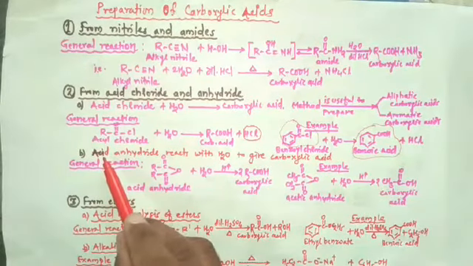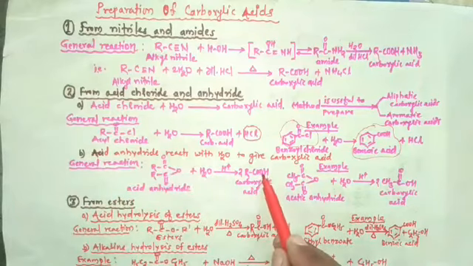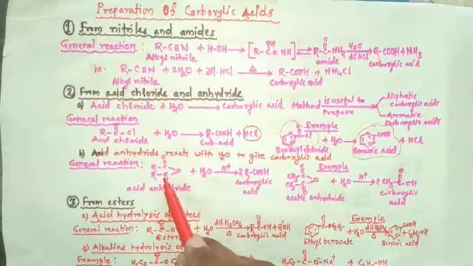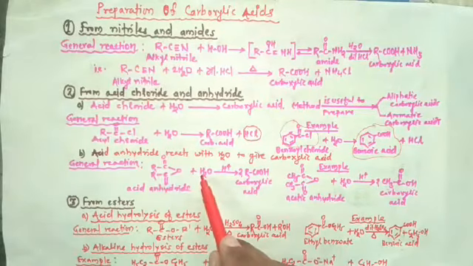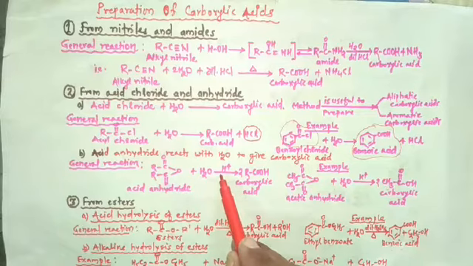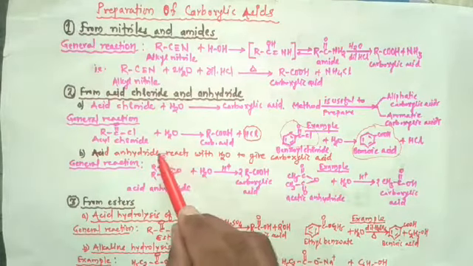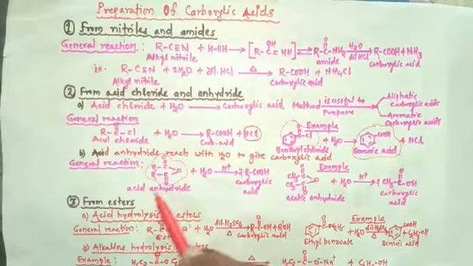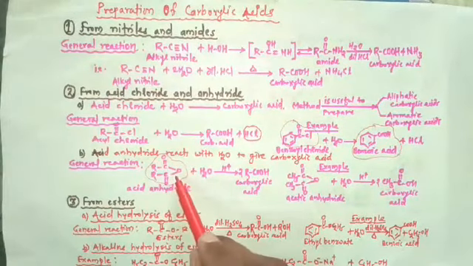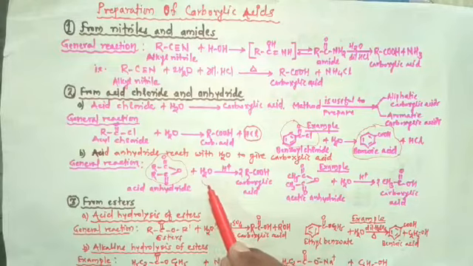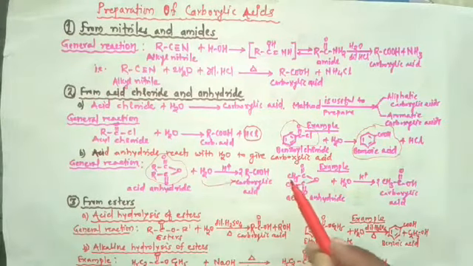Then let's study the preparation of carboxylic acid from acid anhydride. Acid anhydride reacts with water, and the reaction is carried out in the presence of mineral acid. Then it produces carboxylic acid. So this is the general representation of acid anhydride. Acid anhydride on reacting with water produces carboxylic acid.